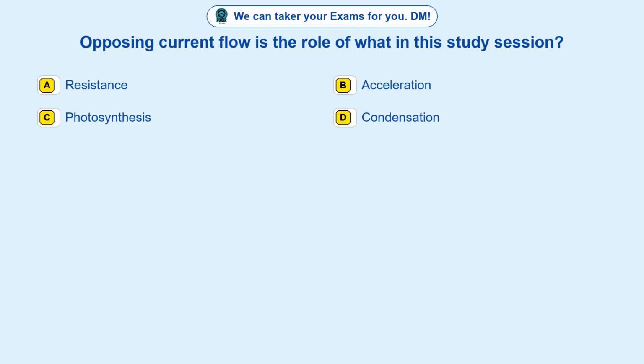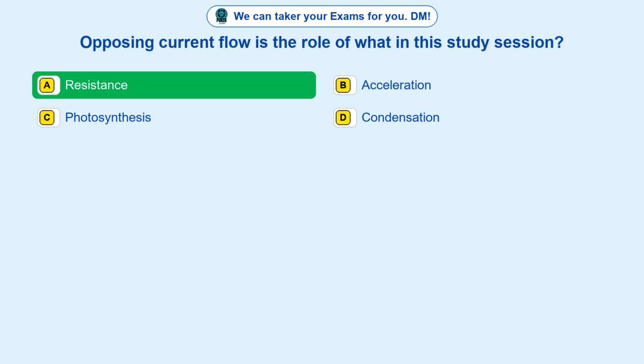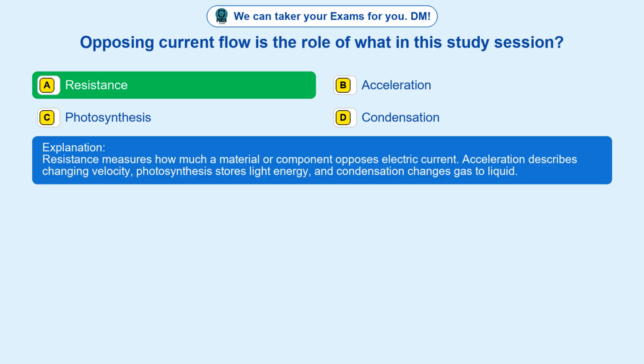Question 71. Opposing current flow is the role of what in this study session? Option A, resistance. Option B, acceleration. Option C, photosynthesis. Option D, condensation. The correct answer is option A. Resistance. Resistance measures how much a material or component opposes electric current. Acceleration describes changing velocity, photosynthesis stores light energy, and condensation changes gas to liquid.